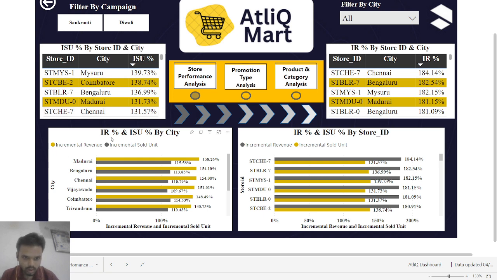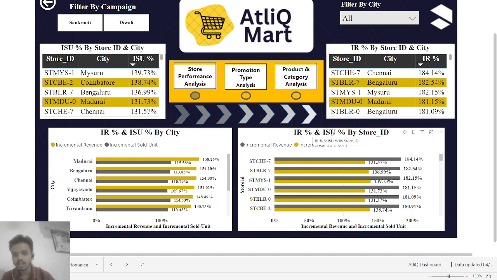Now the graphs also say the same thing. We can see that Madurai is the top leading city, which gives the highest incremental revenue, which is 158.26. It also gives the highest ISU percentage, that is 150.58%, followed by Bangalore, Chennai, Vijayawada, Coimbatore, Trivandrum.